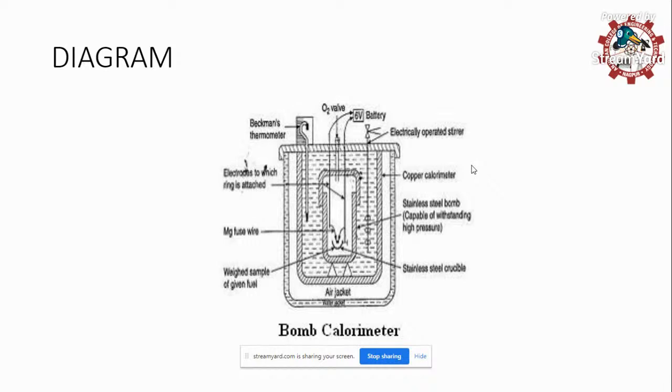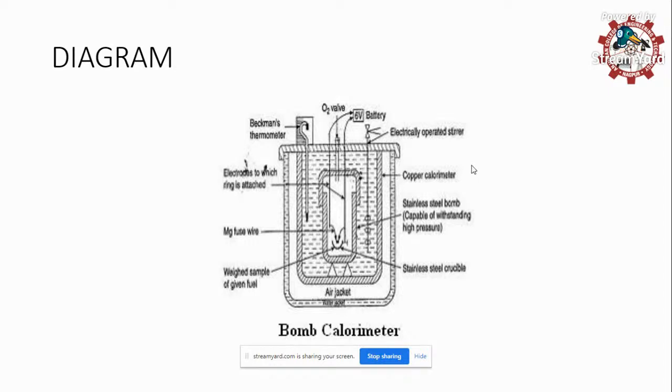Navid, you are asking, ma'am, in Beckmann thermometer, there is mercury. Of course, dear, in all the thermometers, we have been using mercury because mercury is very sensitive to the slightest change in temperature. Yeah? Okay, ab aage badhte hain.